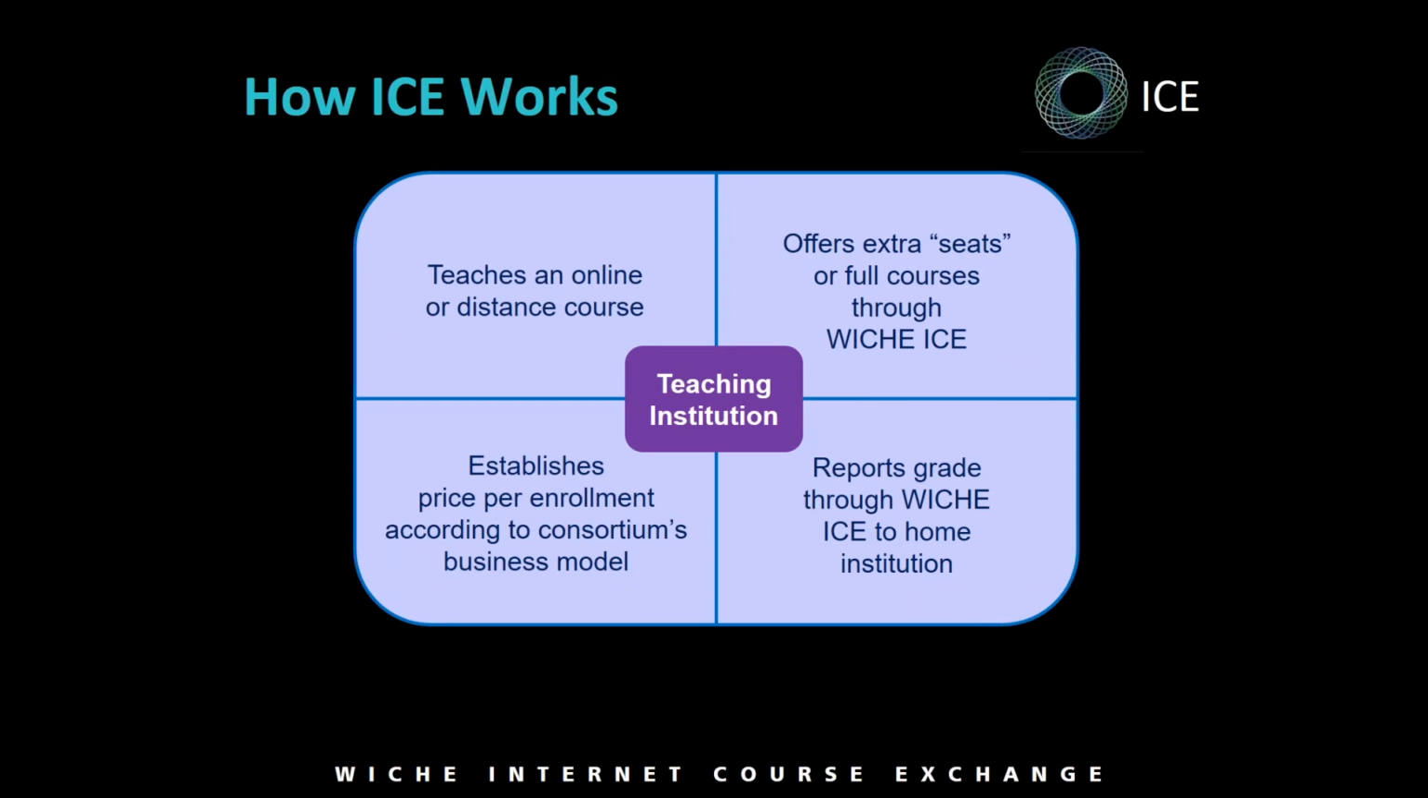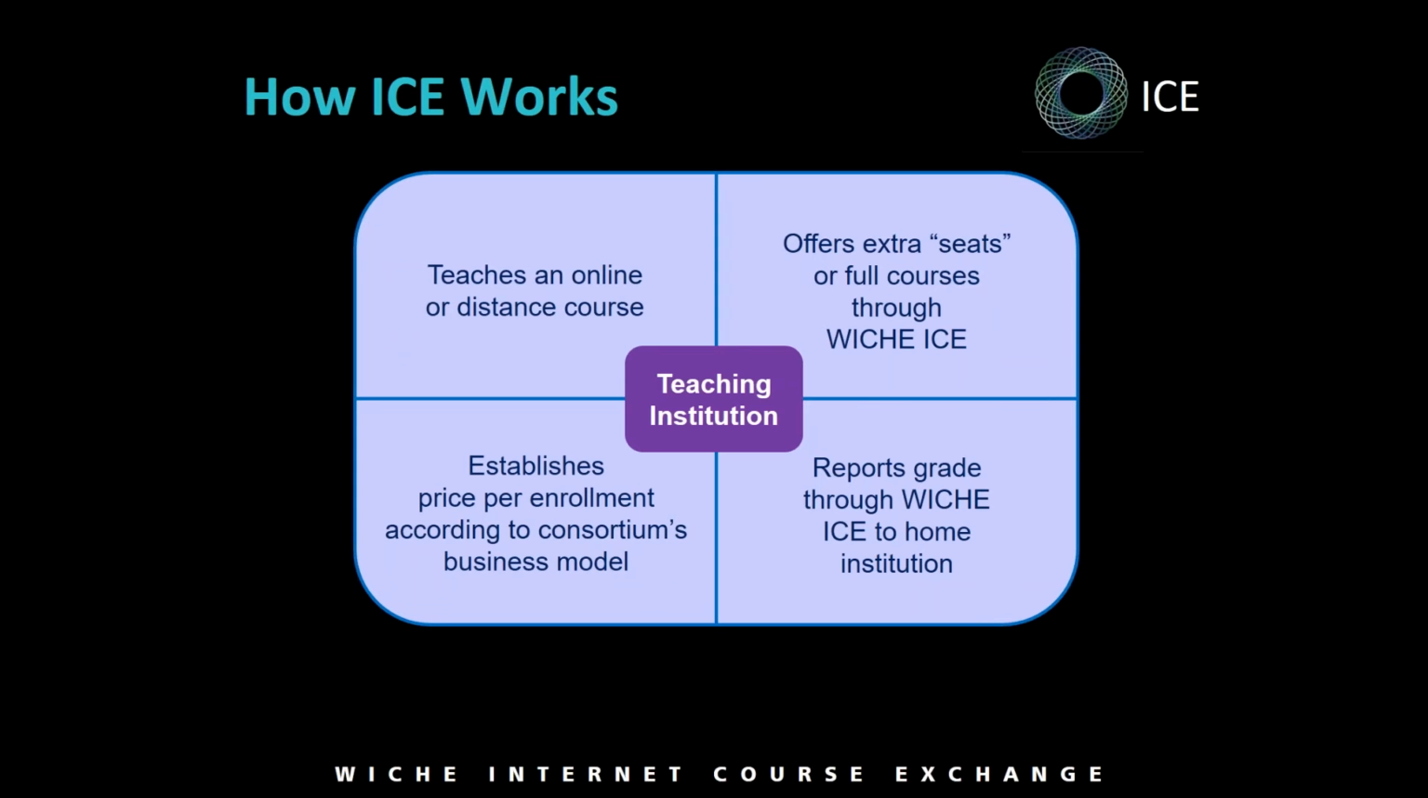The teaching institution decides which courses to offer on the exchange, and it decides how many seats it will make available to other institutions in the consortium, or in your case an exchange, and what the price per enrollment is going to be. That price is typically a standard price or a common price across the exchange, and we'll talk a little bit more about that in a few minutes. So the teaching institution decides what to teach, how many seats to make available, how much it's going to cost. They teach that course, and then they report the grade through the WICHE ICE platform. And when Anna shows you the back end, that will go into a little more detail.